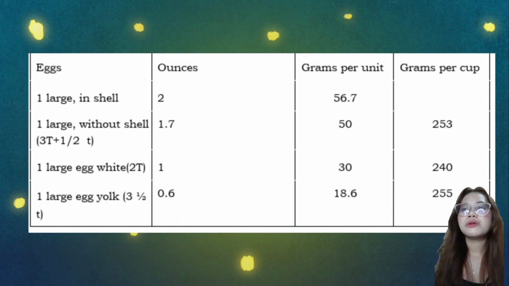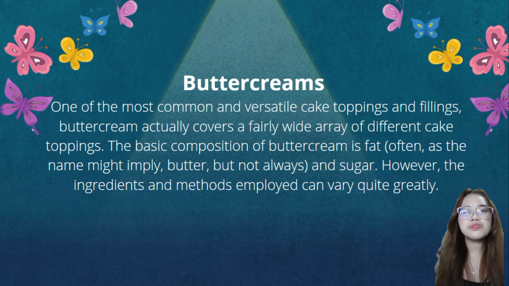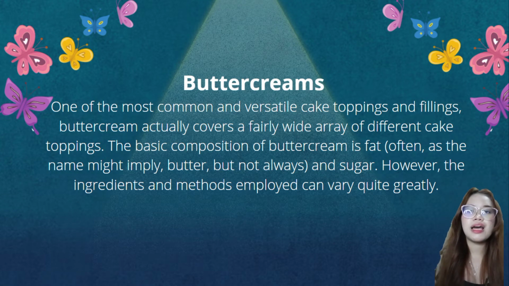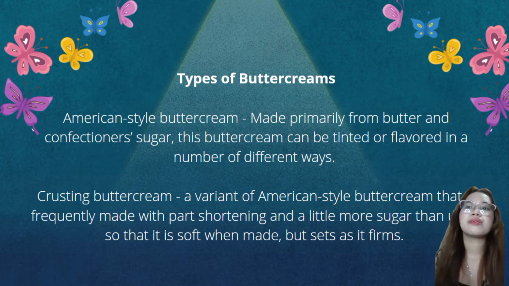Okay, next slide. We have the types, kinds, and classification of pastry products. First we have the buttercreams. Buttercream is one of the most common and versatile cake toppings and fillings. Buttercream actually covers a fairly wide array of different cake toppings. The basic composition of buttercream is fat, often, as the name might imply, butter, but not always. We also use sugar. However, the ingredients and methods employed can vary quite greatly.